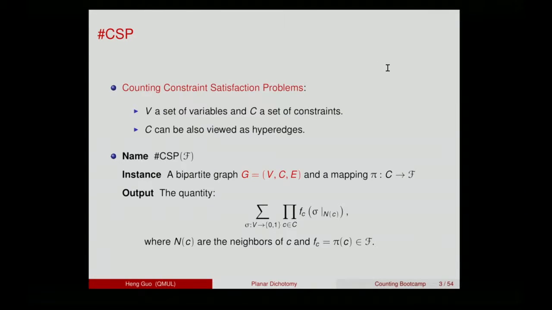So formally, we have this definition. We have a bipartite graph, and we label the constraint set by a function from a certain function set F. And we want to compute this partition function, which is a sum of product quantity. It is a sum over all possible assignments of the variables, and the weight of each particular configuration is just a product over all functions.